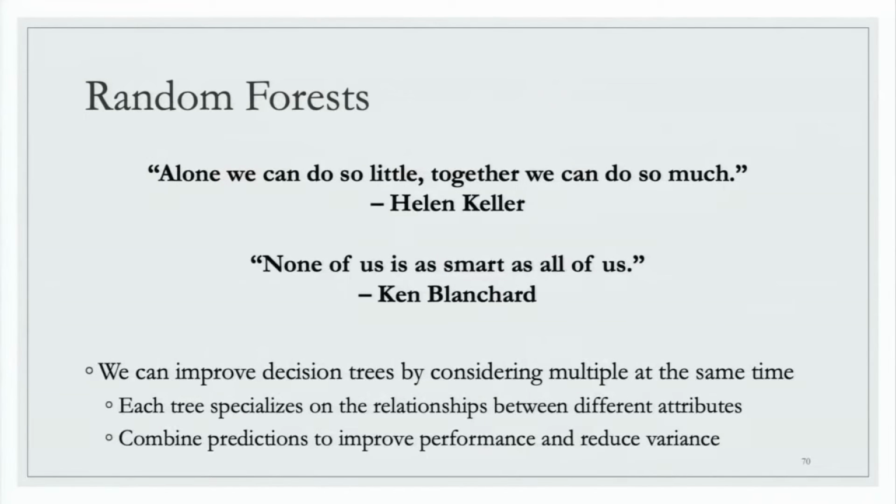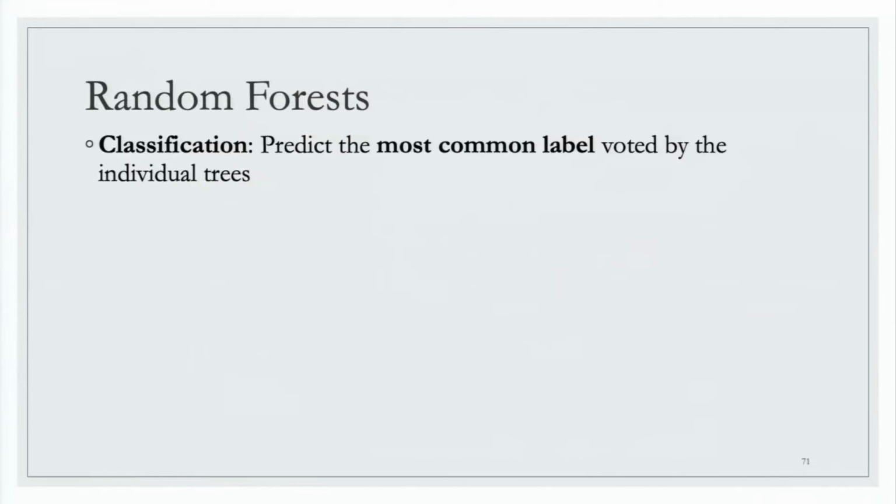Ultimately, this allows us to improve our performance and especially reduce the variance in the predictions being made. So how does it work? We're going to learn a bunch of trees, and then we're going to combine their predictions into a single one. For classification, that just means we take a vote.